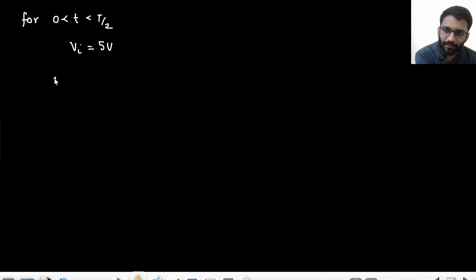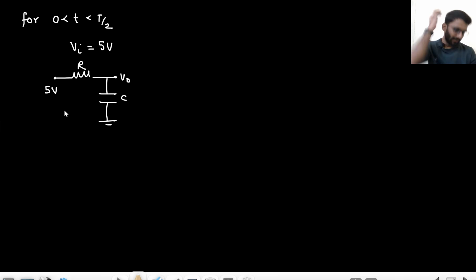Now let's analyze the circuit for 0 to T by 2. For 0 to T by 2, what is the value of V in? That is 5 volt. So this is your circuit, right? This is R, this is C, this is your V node, and here I have 5 volt. So now what will happen? The capacitor will charge to 5 volt.